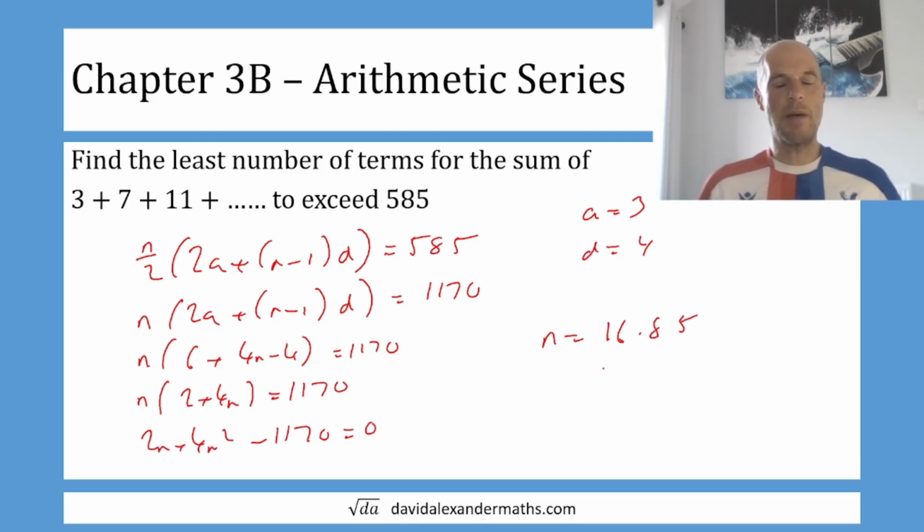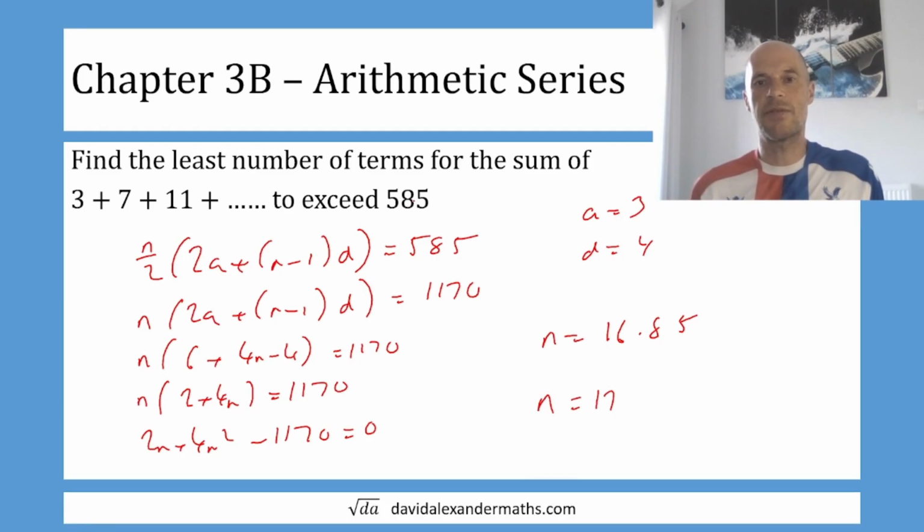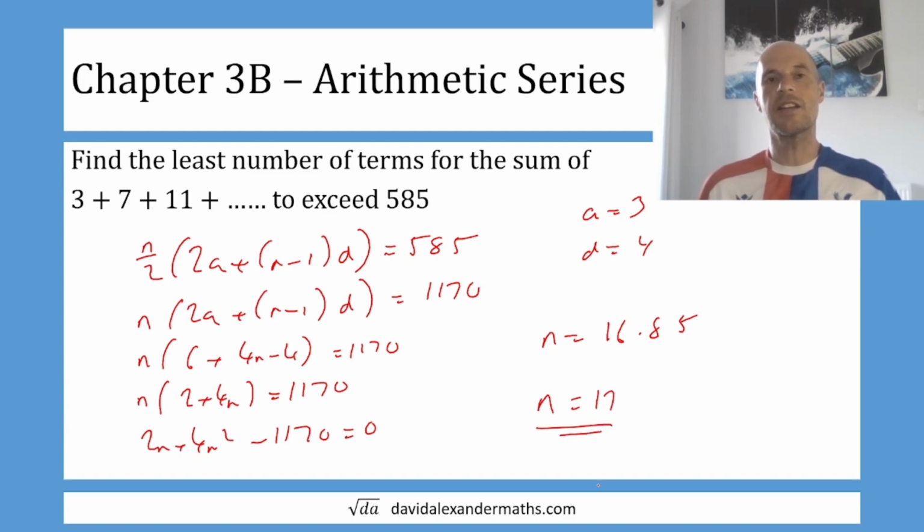16.85. So n, remember, must be a whole number. So if I've got exactly 16.85 terms, I will get exactly 585, but I want to get more than 585, so therefore I will need 17 terms. 16 terms will be less than 585. 16.85 doesn't even make sense because, like I say, if you're queuing for concert tickets, you're either 16th or 17th in the queue. You can't be 16.85, but 17 is the first value that, when I stick it into the formula, will exceed 585. So here, n is 17.